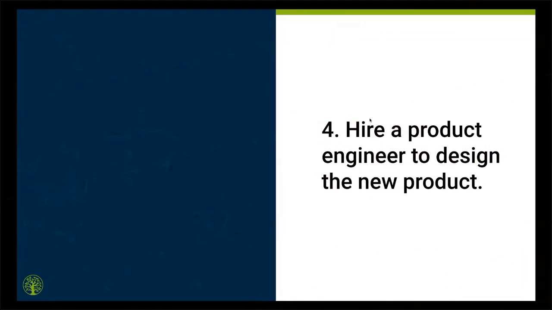But what you want to do is, in this stage, figure out what actually works. So you could almost say the last stage was the idealism stage. This stage is the realism stage, the realistic stage. Step number 4, you're going to hire a product engineer to design the new product. Now, of all these steps, this is the one that most people get hung up on.